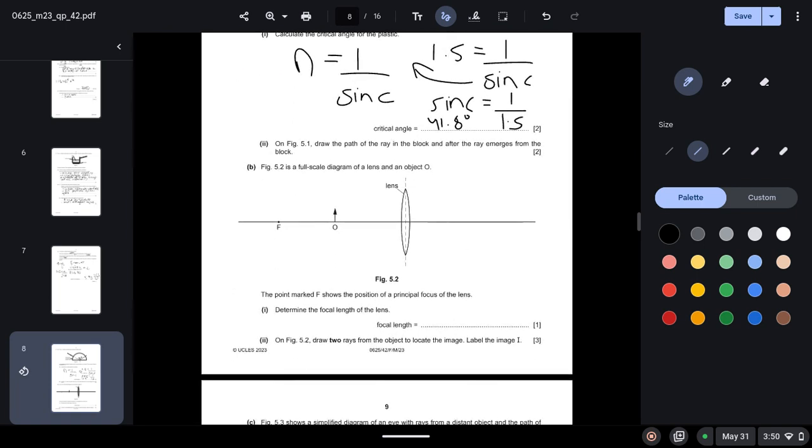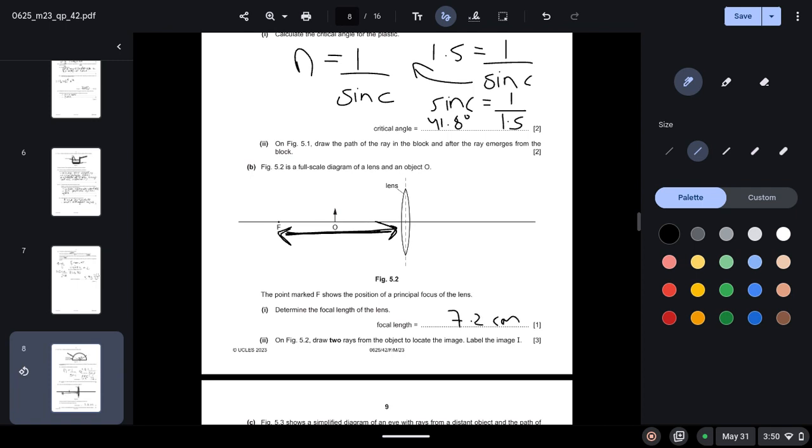Figure 5.2 is a full-scale diagram of a lens and an object O. The point marked F shows the position of a principal focus on the lens. Determine the focal length of the lens. So this is your focal length. So you will take your scale and on the paper you will calculate this. So whatever the answer comes here, it should be something around 7.2 centimeters.